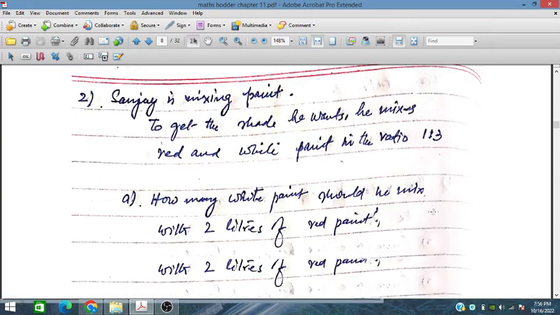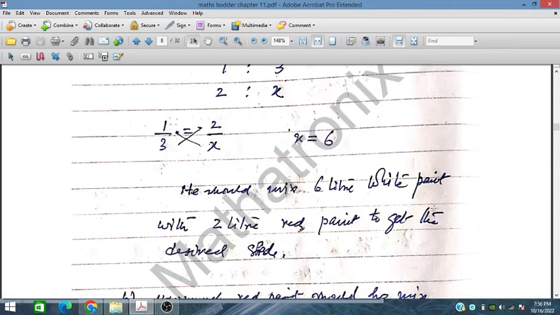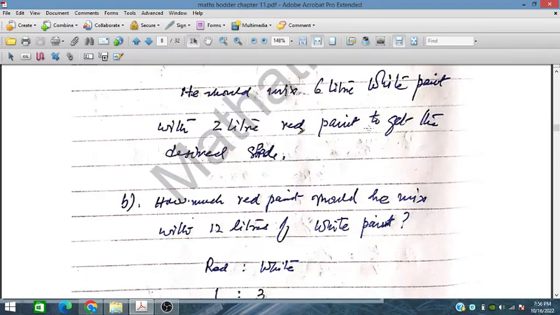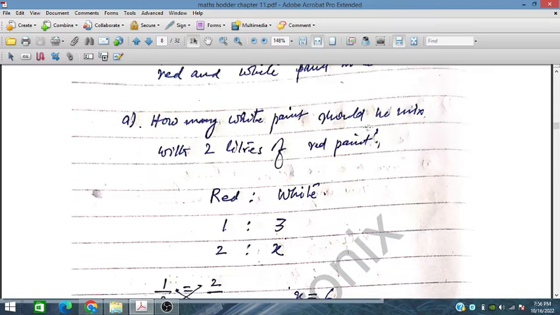Similarly, how much red paint must be mixed? Let's see.